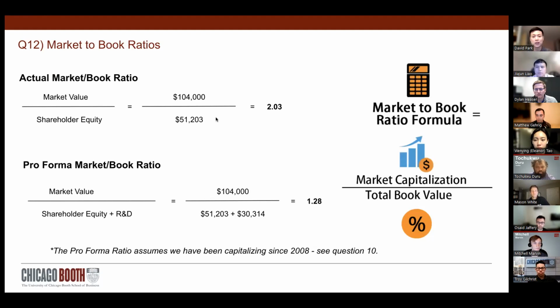So the original ratio is relatively high, making it seem as though investors value Intel at 2 times its book value. However, the new pro forma ratio using the R&D capitalization reveals that it is not as overvalued as it seems. So the value that the market places on Intel is more reasonable, and the pro forma ratio makes better sense of this.